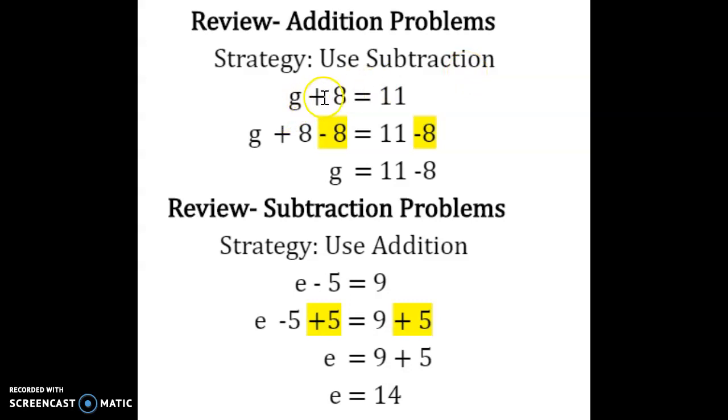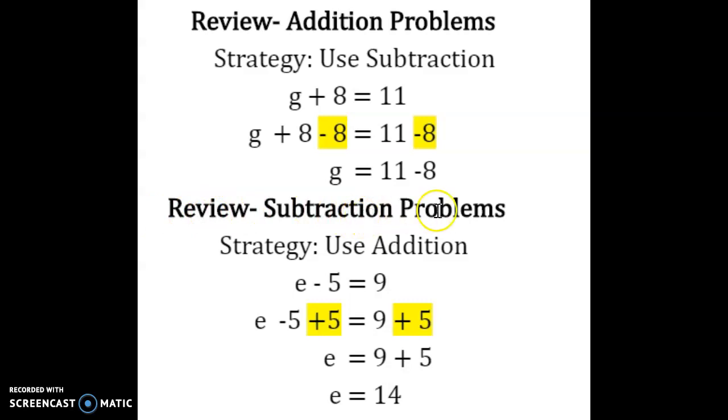So let's look at our first problem, g plus 8 equals 11. We see that we have an addition problem here, so we know we have to use subtraction to cancel it out. So we end up with g plus 8 minus 8 equals 11 minus 8, because what we did to one side of the equation, the minus 8, we had to do on this side as well. These two cancel each other out, leaving us with g equaling 11 minus 8, and g equaling 3. We can insert 3 back in and know that that's our correct answer.